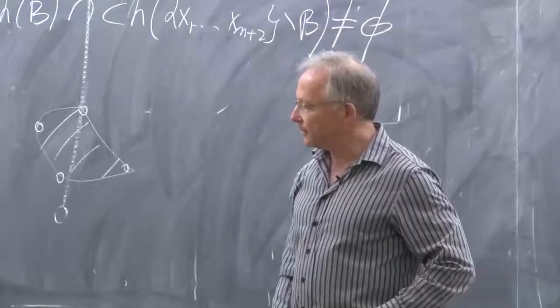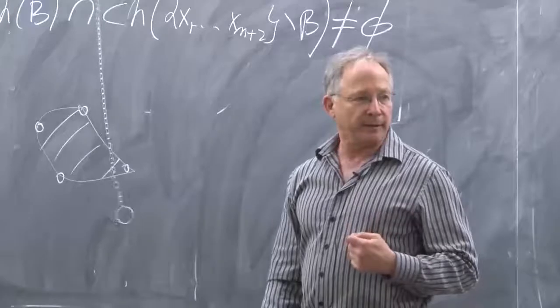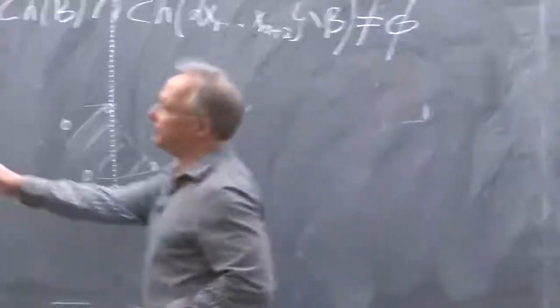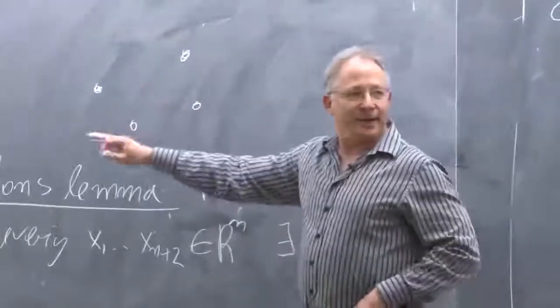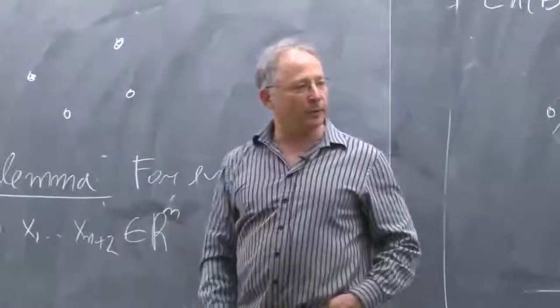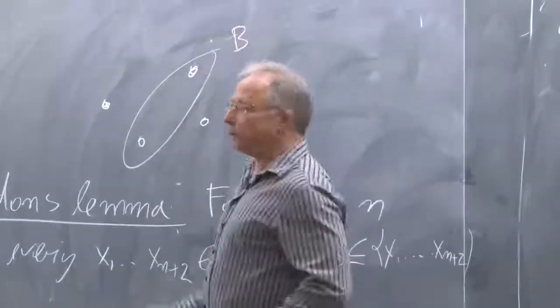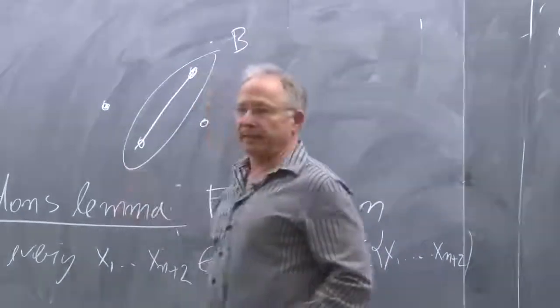x1 through xn plus 2? Yes, each point is in Rn. Oh, okay. I picked 4 points in R2. What does it mean? If I pick 4 points from R2, I can pick this set as my B. The convex hull of B is this line.